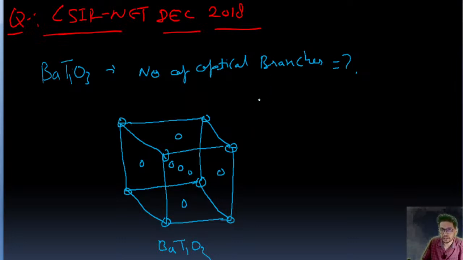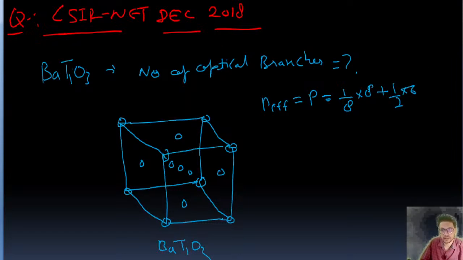So there is a trick, guys. First we will find N effective, that is P. I have already told the formula in my previous lecture, you can check it. So this is going to be 1 upon 8 into 8 corner atoms, plus 1 by 2 into face atoms. There are 6 face atoms, at the center of the faces, and there is one atom at the center, that is Ni, which is 1. So this is 1 plus 3 plus 1. So N effective is 5, guys.